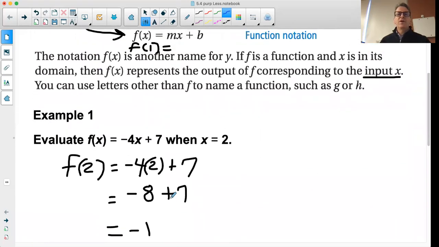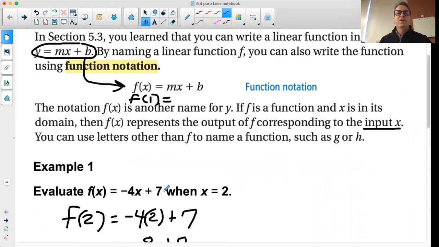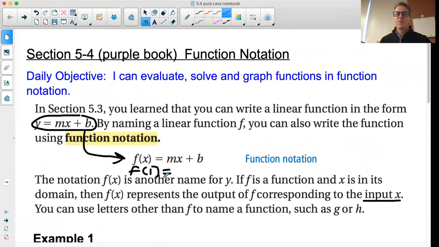So remember now, function notation replaces the y. It tells you what that domain is. And the notation is another name for y. And that's all that we have to know on this.